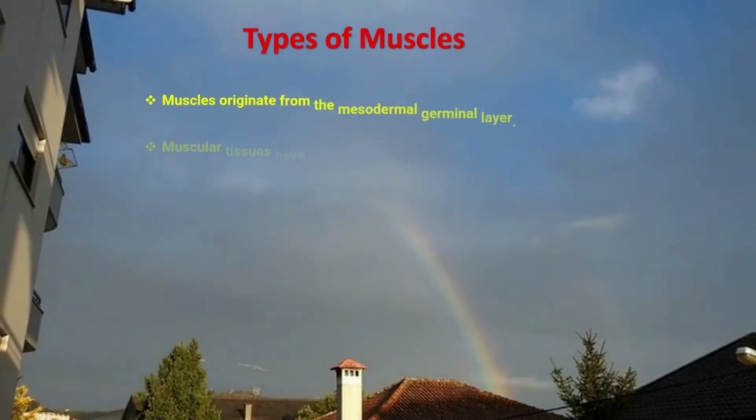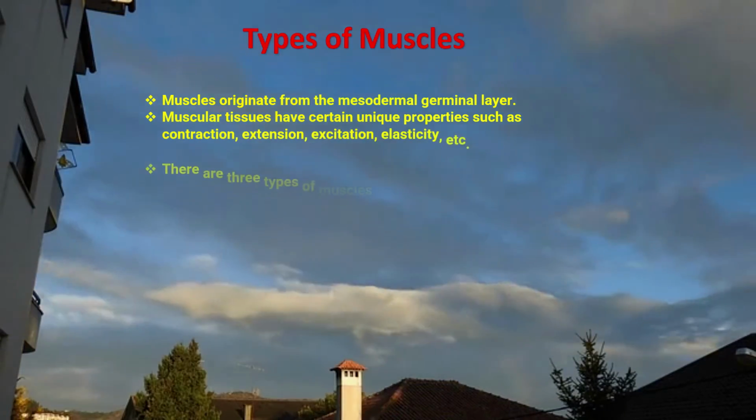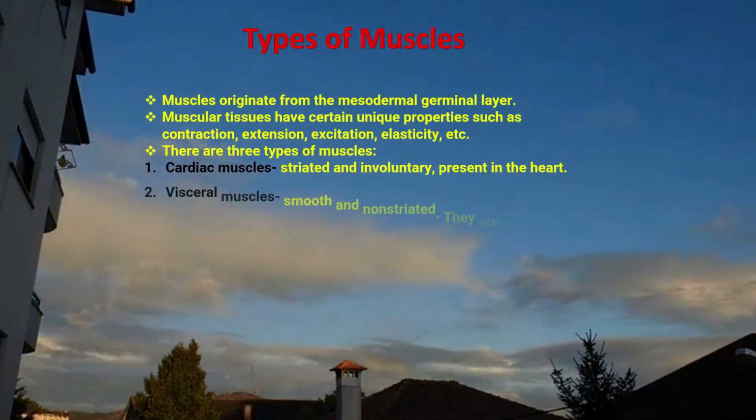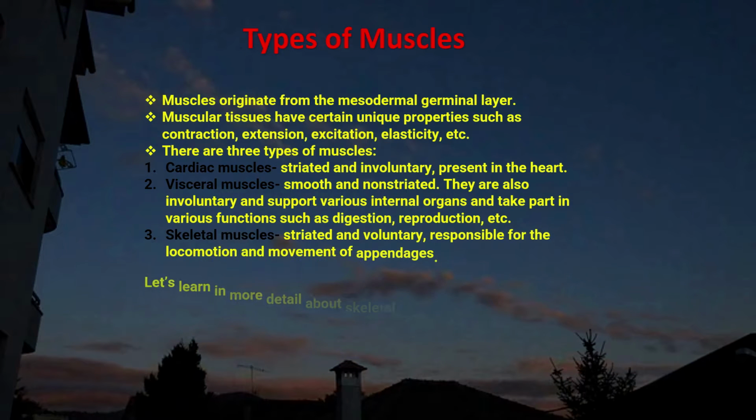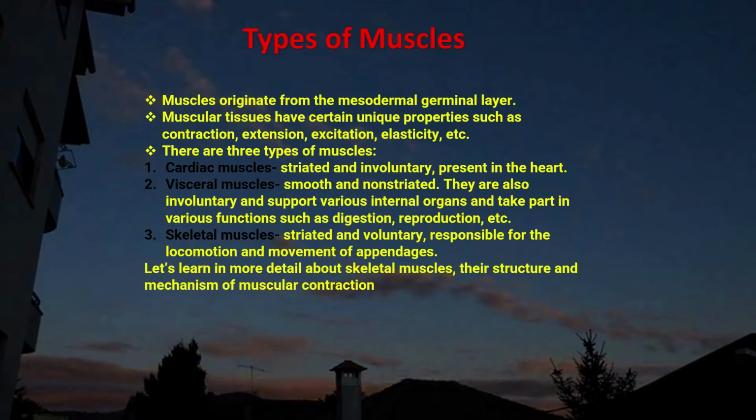Types of muscles. Muscles originate from the mesodermal germinal layer. Muscular tissues have certain unique properties, such as contraction, extension, excitation, elasticity, etc. There are three types of muscles.